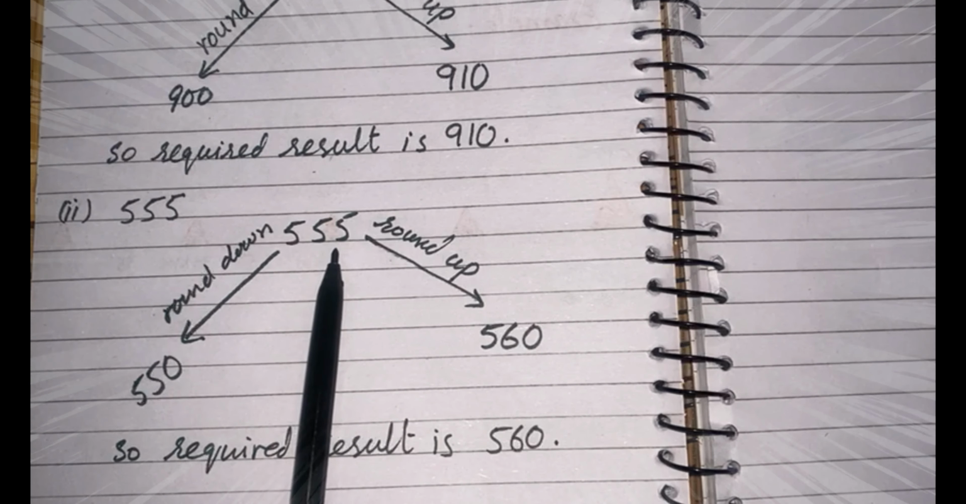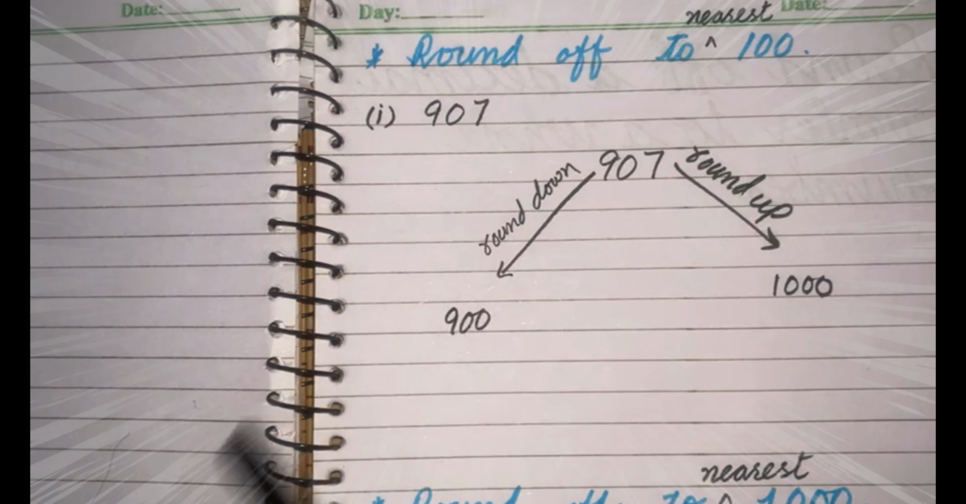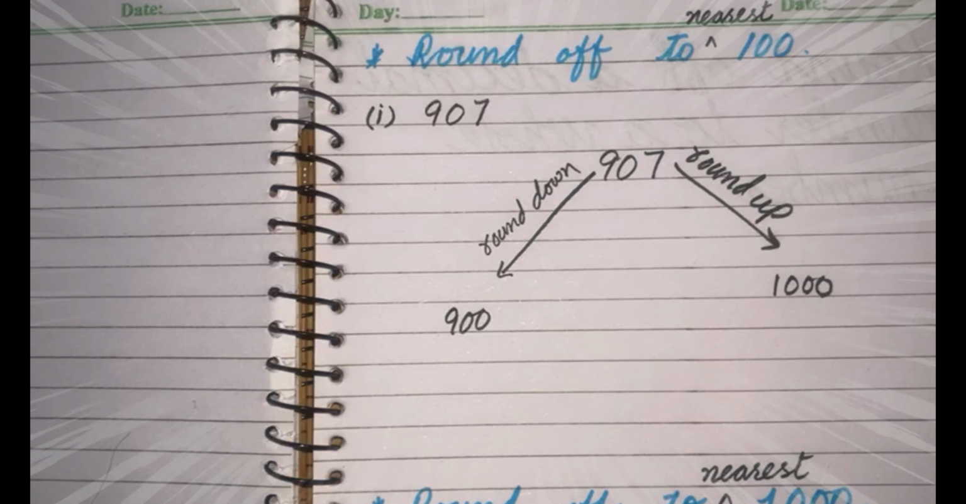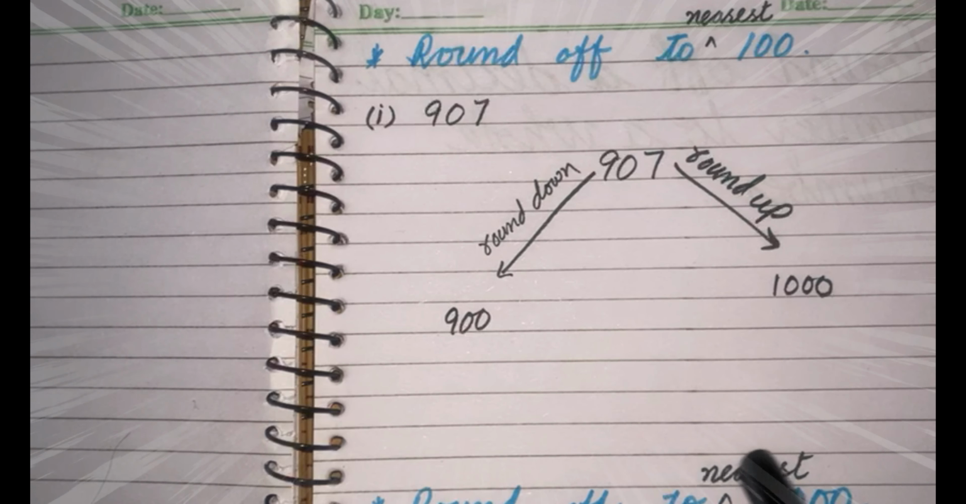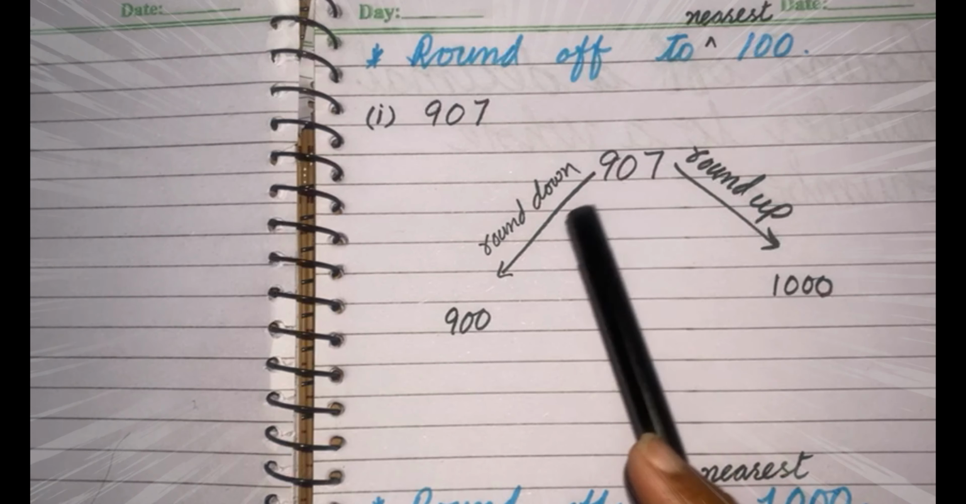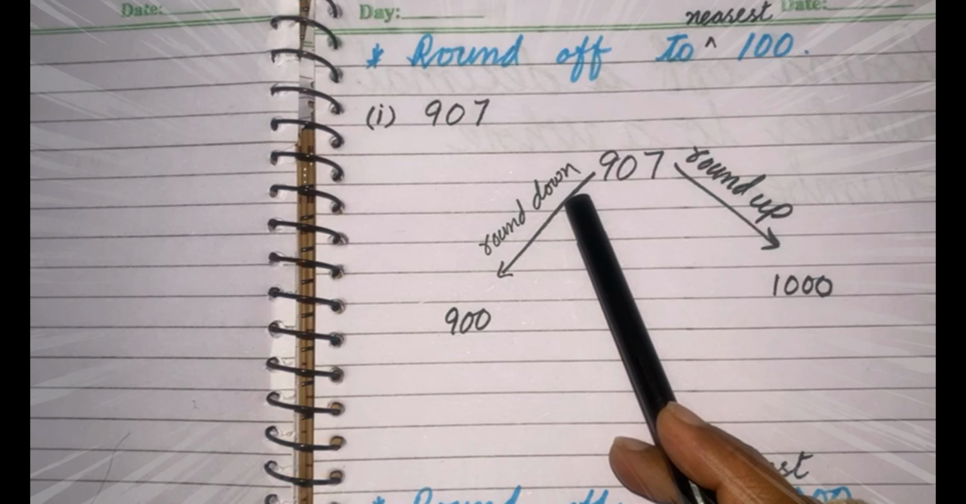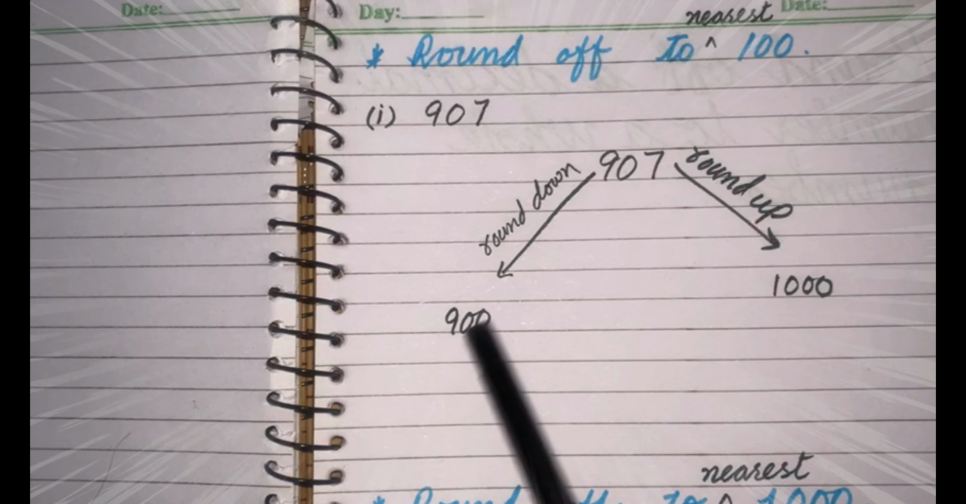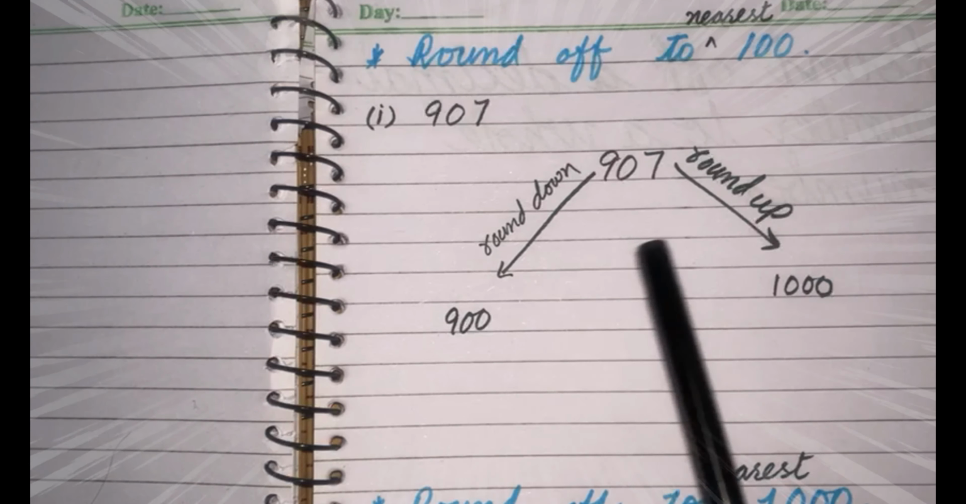Now next we have round off to nearest 100. Here we are given a whole number which is 907, and we are asked to round it off to the nearest 100. For this we will go through the same pattern. Here we have 907. First we will round it down to its 100, that is 900, and then we will round it up to 100, that is 1000.